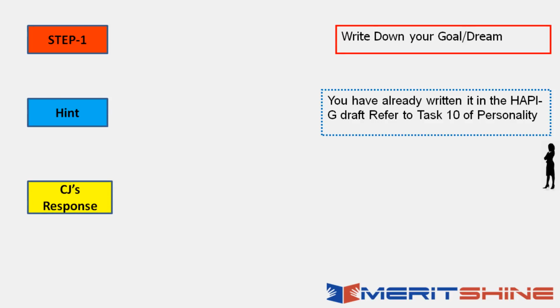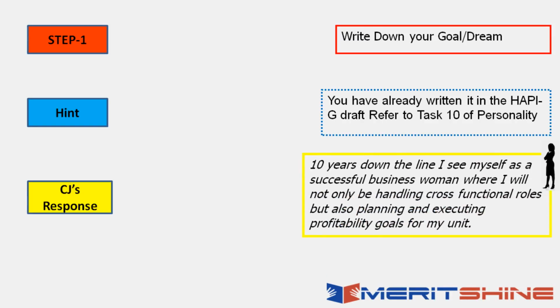CJ is thinking. Okay. Is CJ ready? Yes, she is ready. Now, this is her response. 10 years down the line, I see myself as a successful businesswoman where I'll not only be handling cross-functional roles, but also planning and executing profitability goals for my unit. Wow, good. So CJ has come prepared. Her HAPI-G is prepared well.